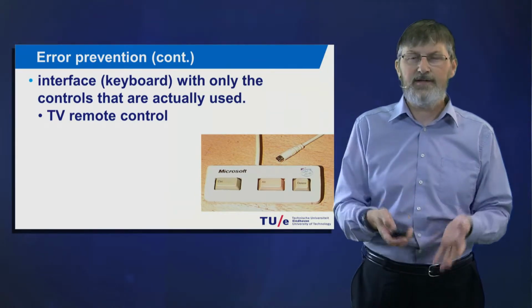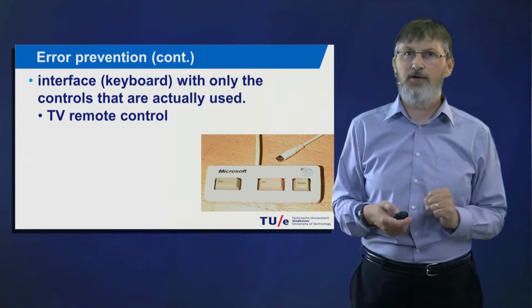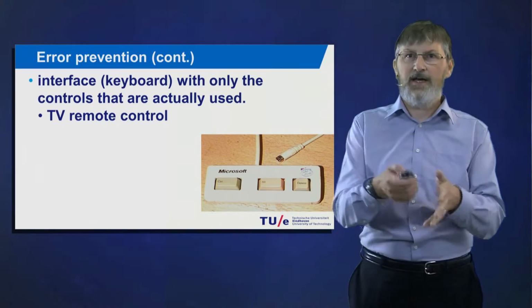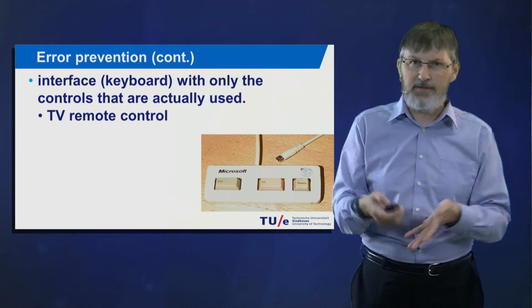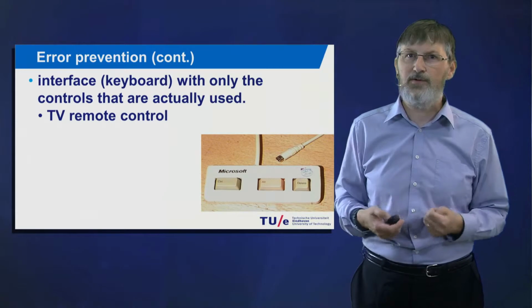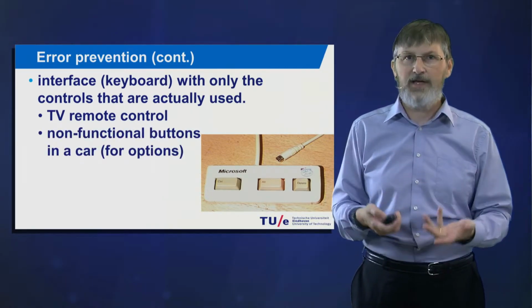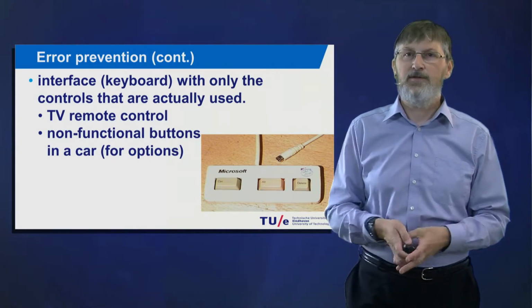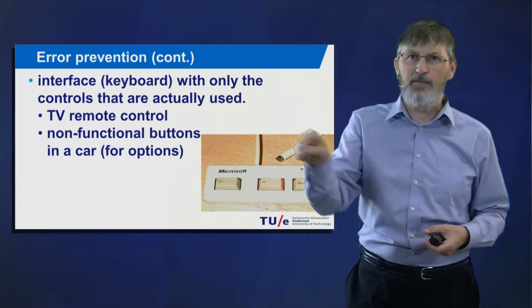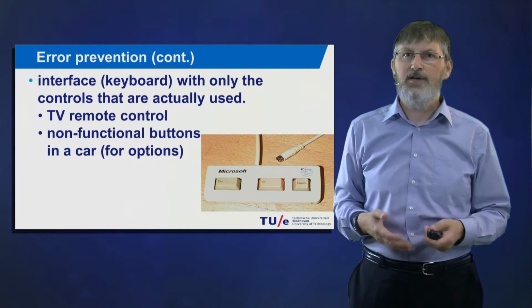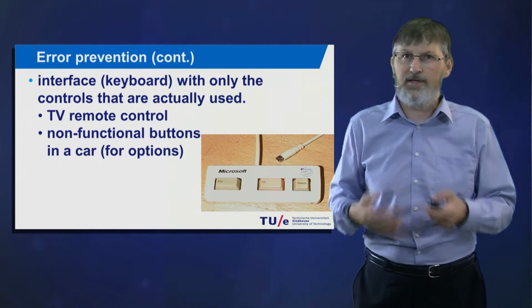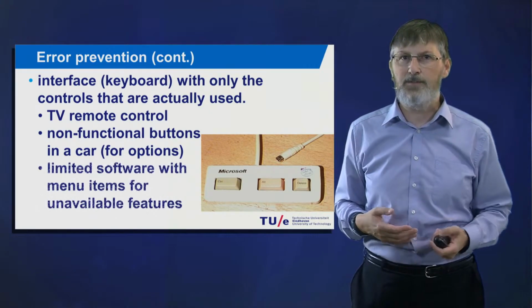The reason is that they make one model of remote, and it has buttons for the functions of the TV model that you didn't buy because it was much more expensive. The same thing happens in cars. On the dashboard, you probably have a number of buttons for functions that do not exist in your car because you didn't buy these options.